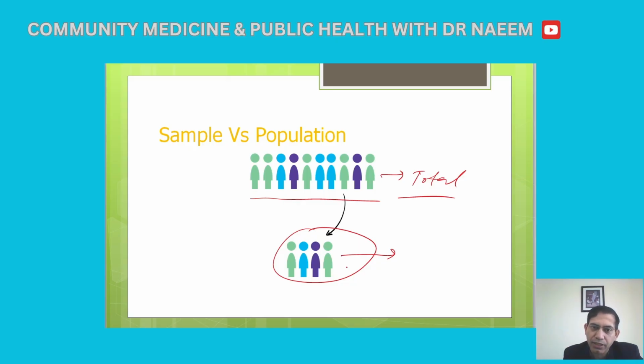For example, there are 100 students in a class, so all the 100 students will be called the population, and if we take 30 students from the above 100 students, that will be our sample.